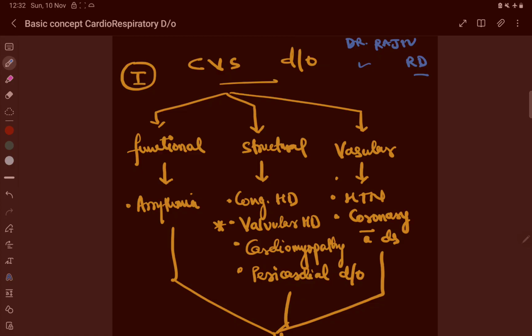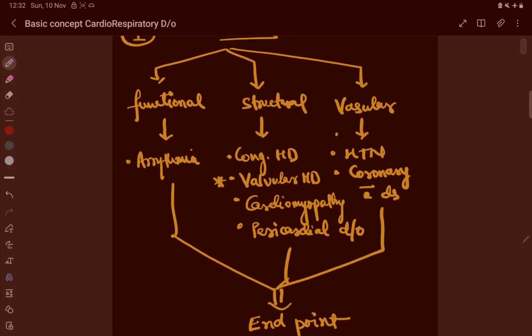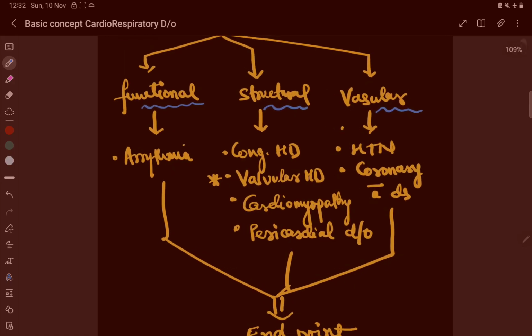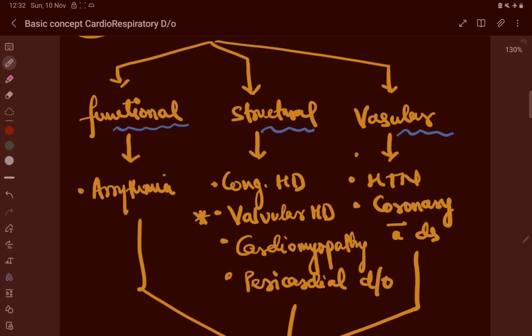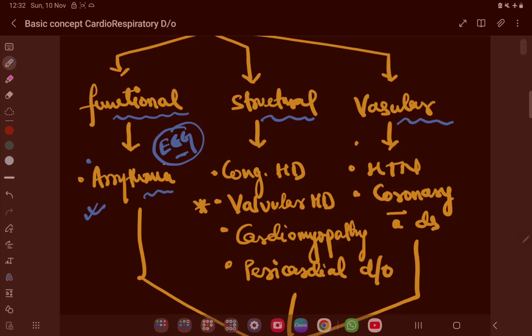So in the first, a serious disorder, cardiovascular disorder, we are going to see how it is classified. First is the functional classification, second the structural, third is the vascular part. In the functional there is arrhythmia. While we discuss arrhythmia, we should know about ECG in detail. We'll have a separate video on ECG, and we'll discuss how there is a dysregulation of rate and rhythm which causes the arrhythmia.